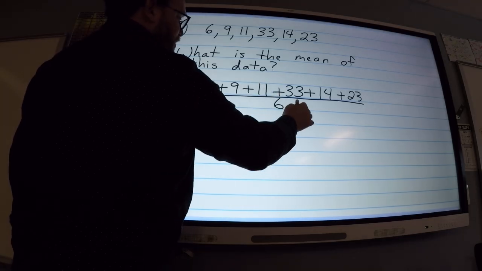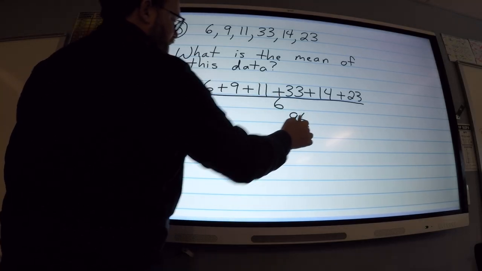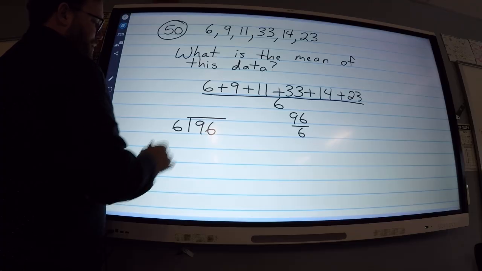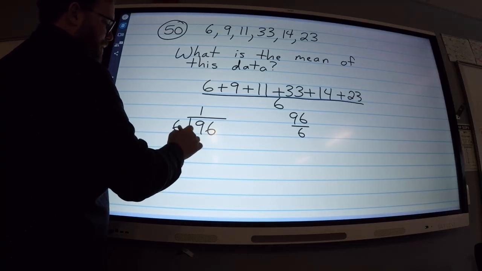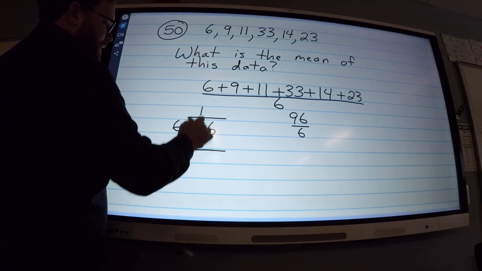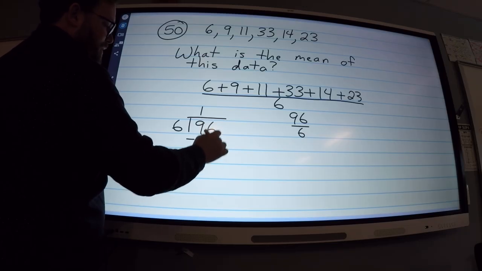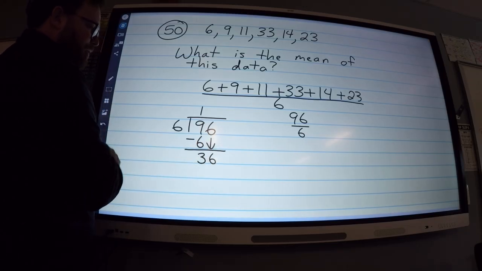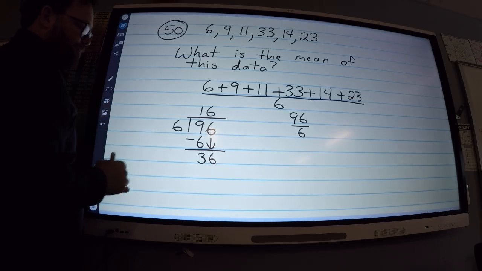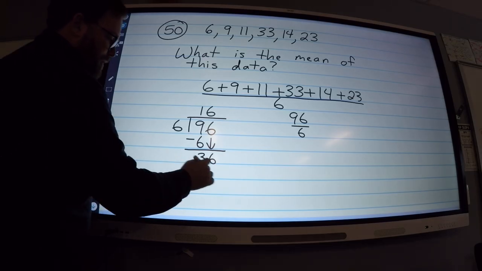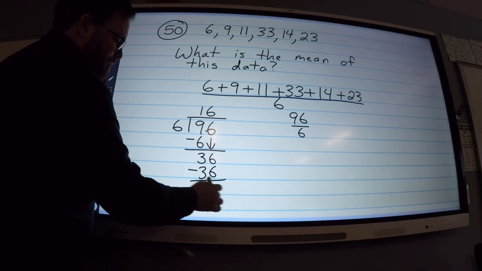So again, we added these all up. We got 96 divided by 6. 6 goes into 9 once. 9 minus 6 is 3. Bring down the 6. And 6 goes into 36 exactly 6 times, leaving us a remainder of 0.